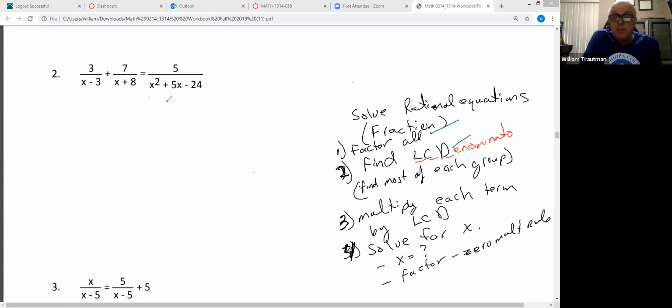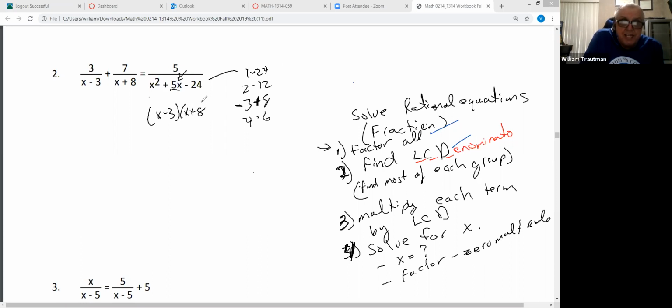Okay, so step 1, factor everything you can. The only thing I can factor is this 24, you know, it's 3 terms. The number in front of x squared is 1, so it's an easy factor. 24 is 1 times 24, 2 times 12, 3 times 8, 4 times 6. How do I get a plus 5? There's only one way to get a plus 5: a plus 8 and a minus 3. So this factors to x minus 3, x plus 8.